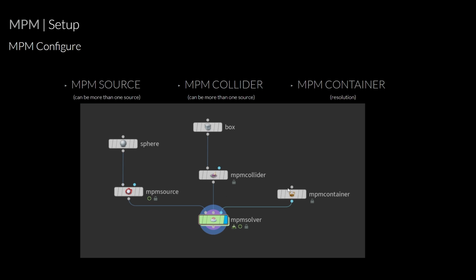And then on the far right, we have our MPM container. Here is where we drive the resolution and boundaries of our simulation. Keep in mind that the resolution of the source and collider is driven by the resolution of your container. As for the solver itself, this is where we control our substeps with the CFL and material conditions along with our ground plane. Now that we have these concepts, let's jump into Houdini and build a scene using the MPM Configure setup.